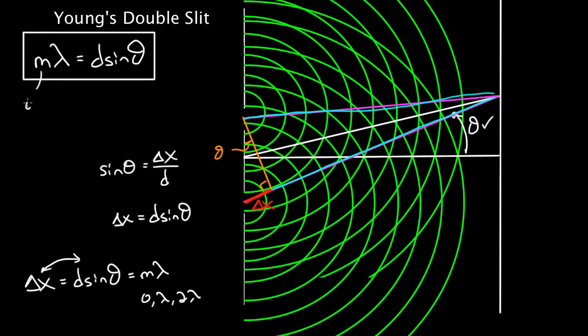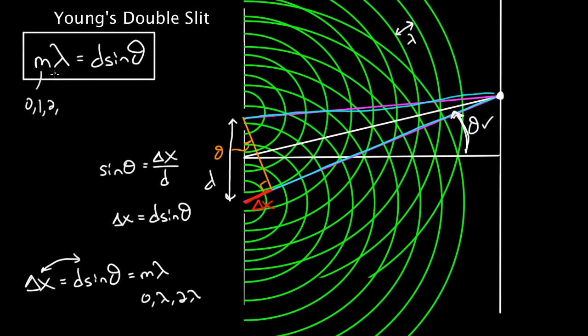This m is going to be 0, 1, 2, and so on. The d is the distance between the two slits. That would be d. Theta is the angle from the center line up to the point on the wall where you have a constructive point. And lambda is the wavelength. Lambda is the wavelength, the distance between peaks of the wave.